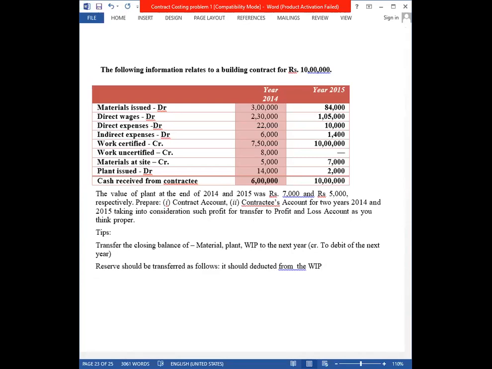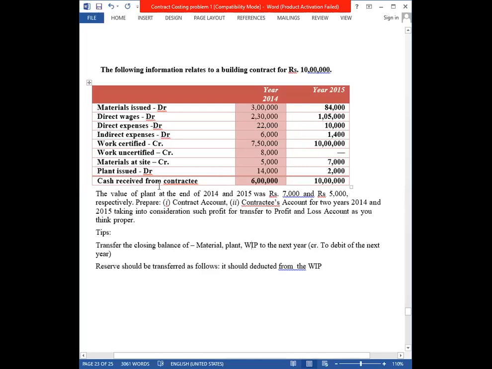What you have to remember is that you have to transfer all the closing balances from last year to this year. Usually closing balances in the contract account are shown in the credit side, so from the credit side you have to show them in the debit side. When you are showing, you transfer the material, plant, work in progress directly to the debit side. But reserve also you have to show.